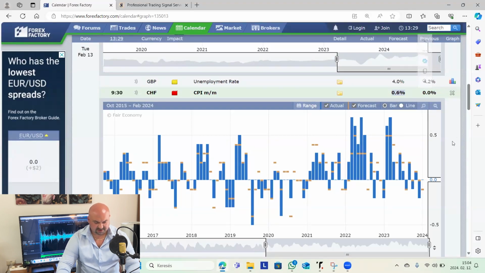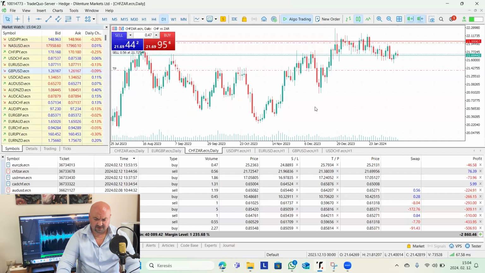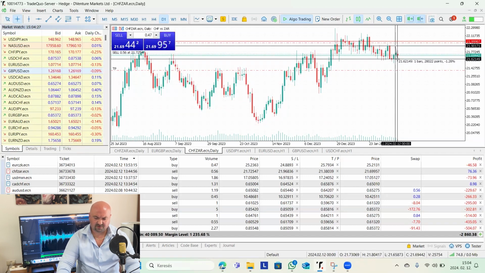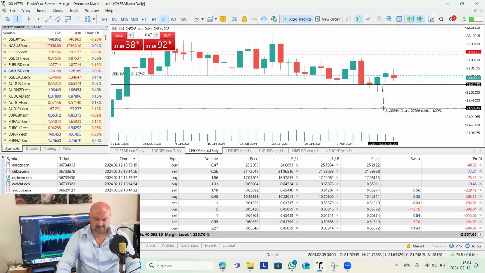I have open positions on the CHF also. The CHF South African rand. We have here a candlestick. This is my signal that it's gonna drop somewhere here. That's why my take profit is here. This is an engulfing candlestick. I put it into my trading also.